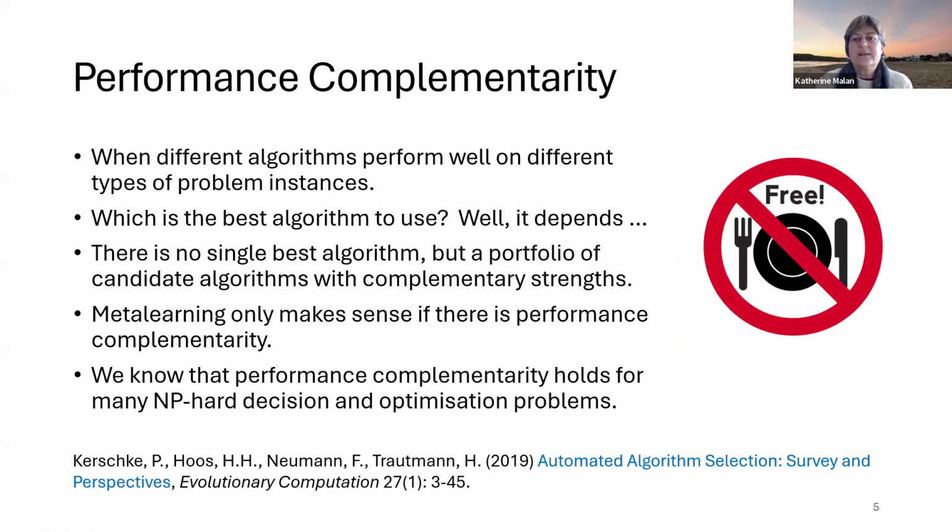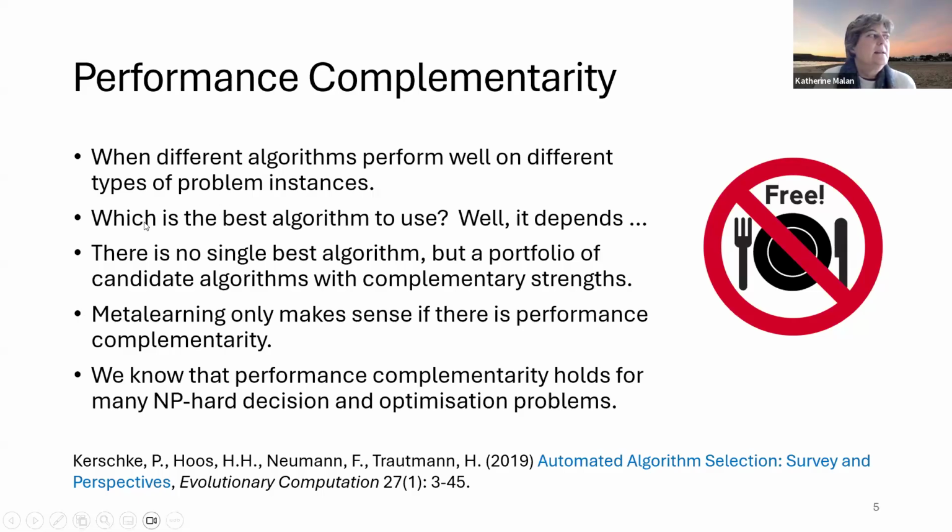So all of this is hinged on this notion of performance complementarity, which is a horrible word to say. Performance complementarity, I think, was first coined in the paper by Pascal Kerschke and colleagues called Automated Algorithm Selection: Survey and Perspectives. That's in Evolutionary Computation in 2019. I don't think it was used before this paper, but I might be wrong. Please tell me if you found it being used anywhere else, because it captures this idea where different algorithms perform well on different types of problem instances.